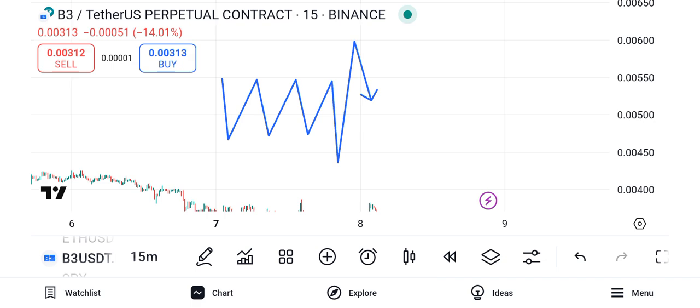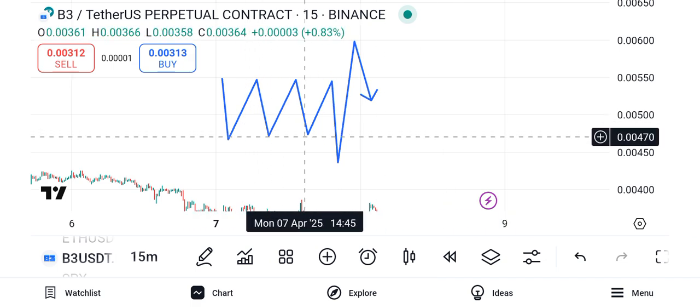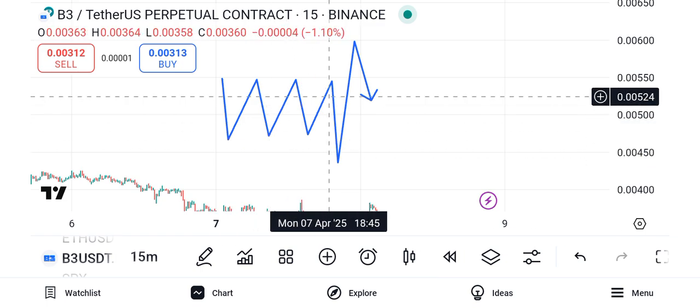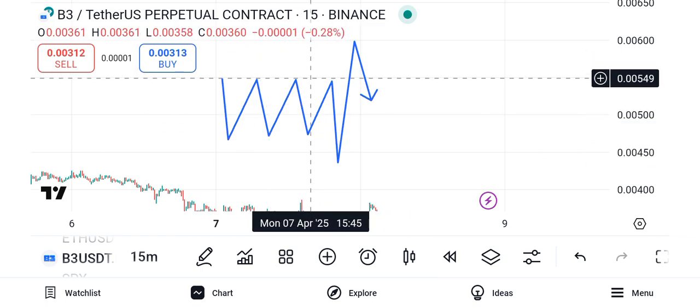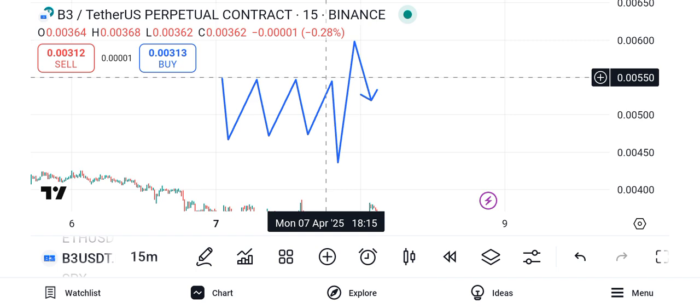Now, this is what I mean by price taking out liquidity at two distinct levels or zones before reversing in a particular direction, right? It takes out this liquidity at this zone here, goes back up to take out this liquidity at this zone here, before going in a particular direction.